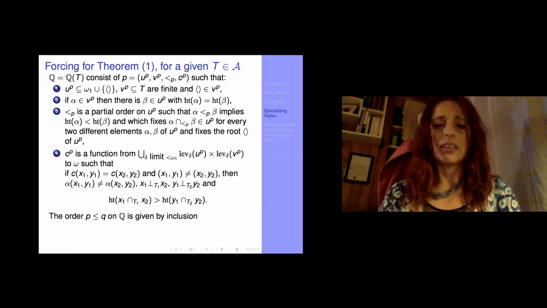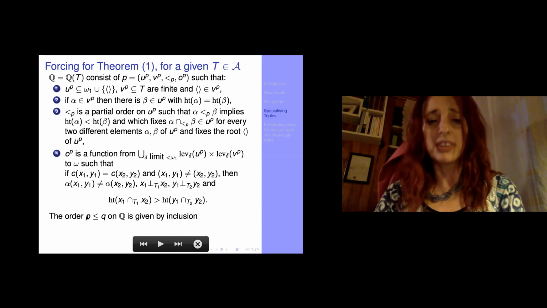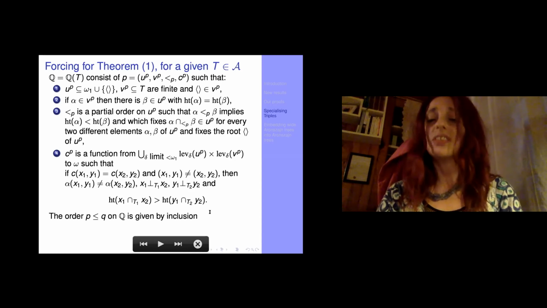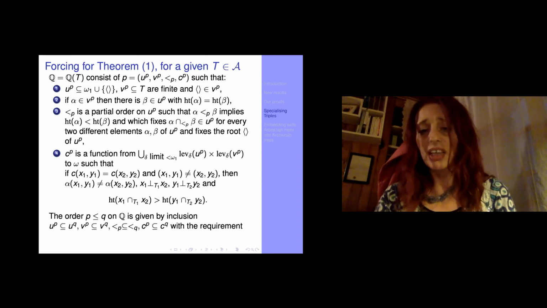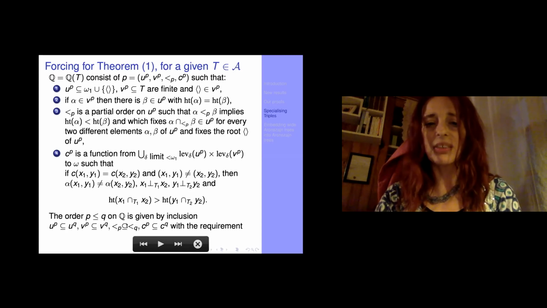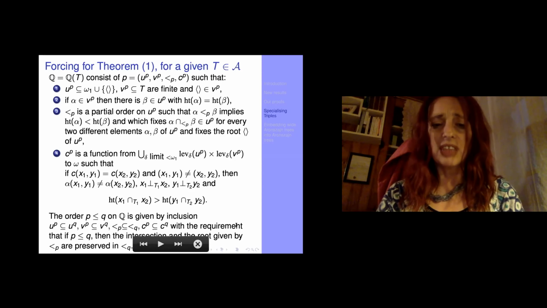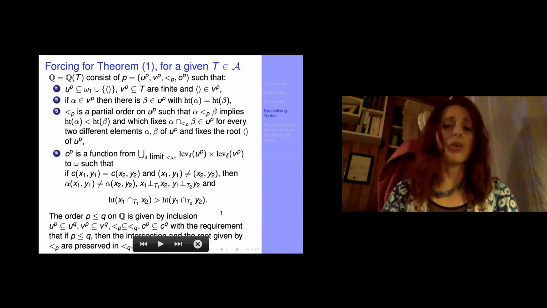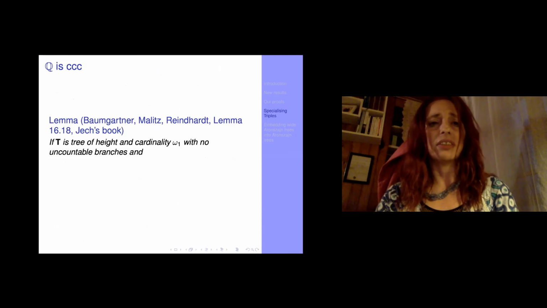Well, I write my forcing this way. P is a weaker condition than Q. So the order is given by inclusion. We give more information, we get a bigger condition. And everything has to fit, of course. What we have decided about the order has to continue. What we have decided about the function has to continue. And as I have said before, the intersection and the root information is going to be preserved. So that's the forcing, easy.